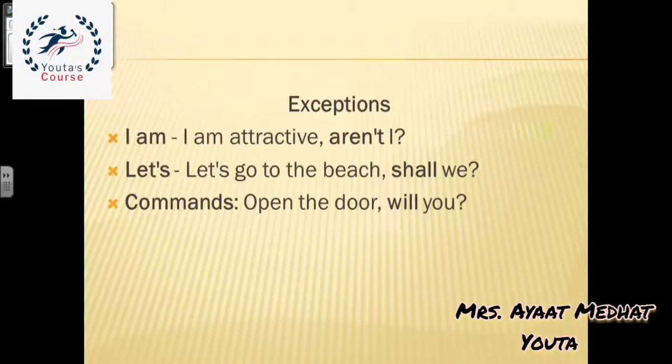We have some exceptions: I am, let's, and the commands. I am attractive. Aren't I? Why did we put are here? We have the helping verb am, so it should be amn't I. But we studied before that there is nothing in English called amn't I, because we cannot put m and n in the same word, in the same syllable together. So we have to separate am not I.